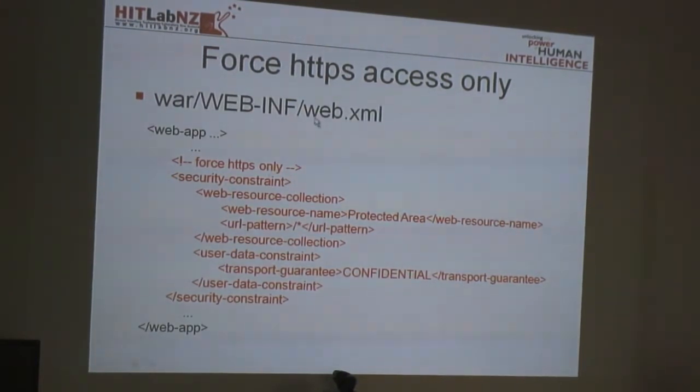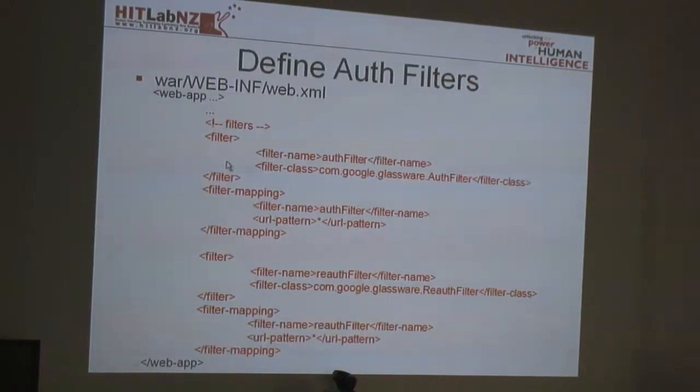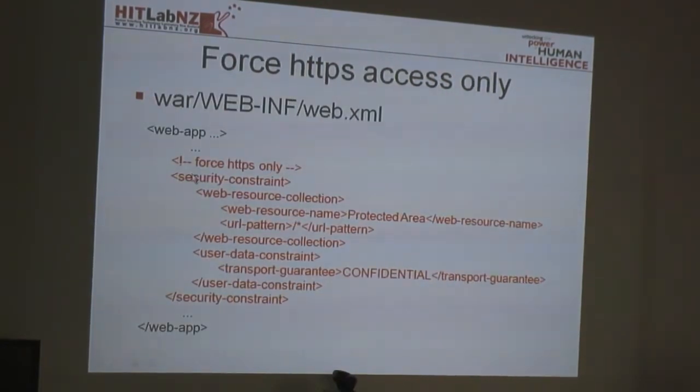The other thing you'll have to do is force HTTPS access only. This time we're going to web.xml, not the Google App Engine web XML. And this time it might be easier if you have the slide and copy over these constraints rather than typing them all.